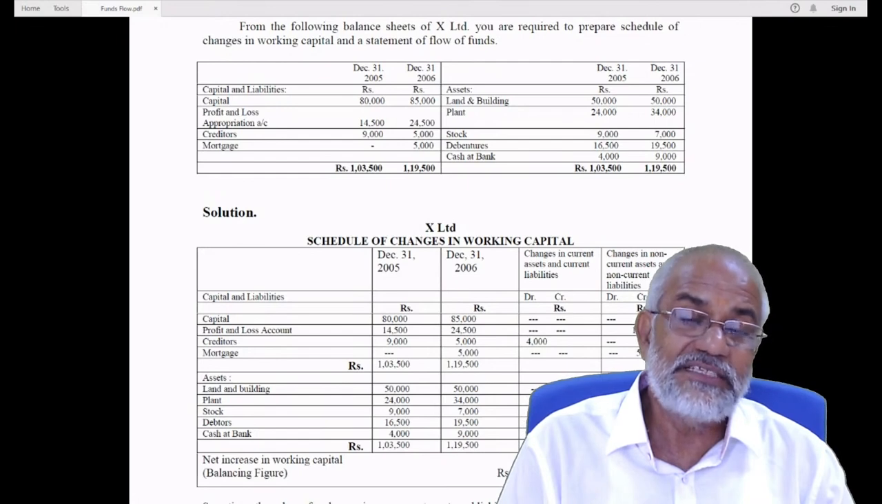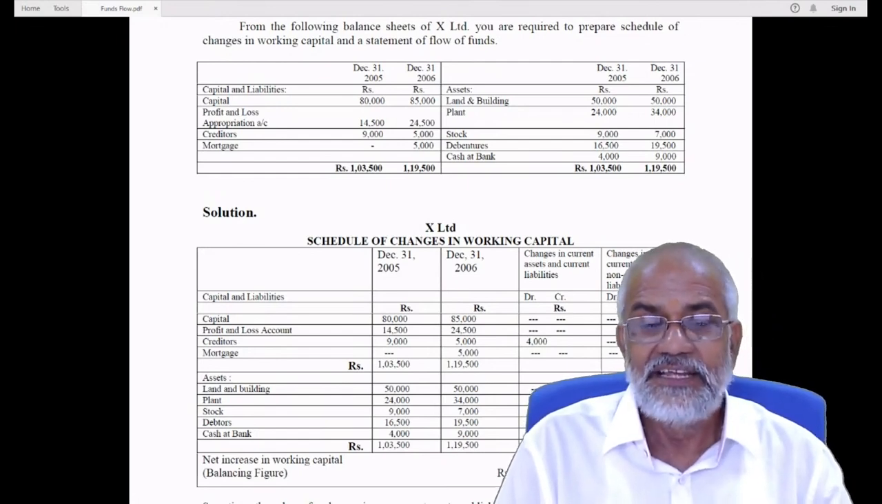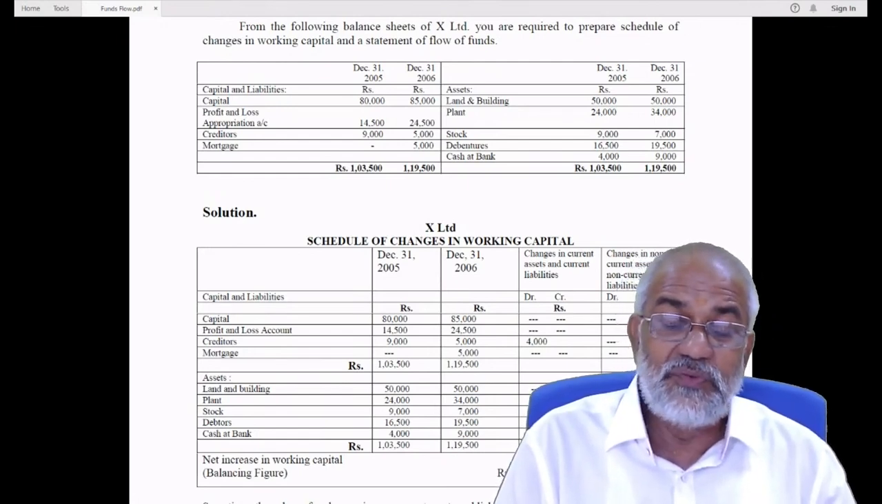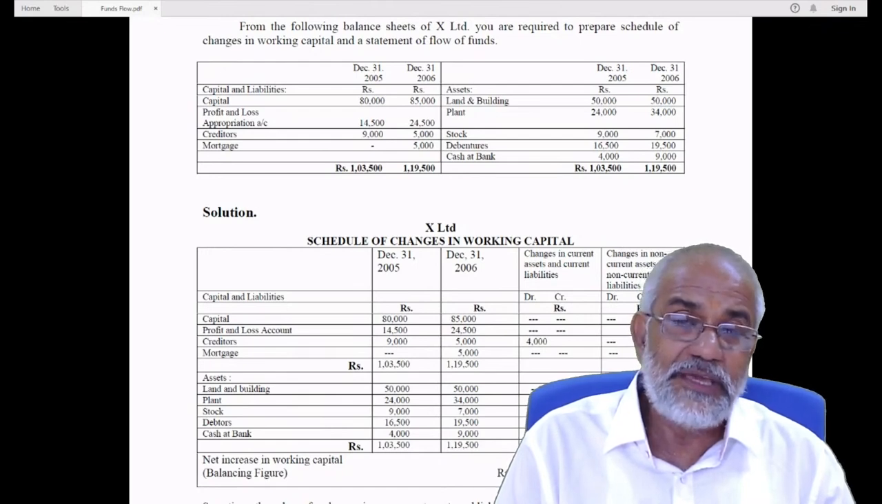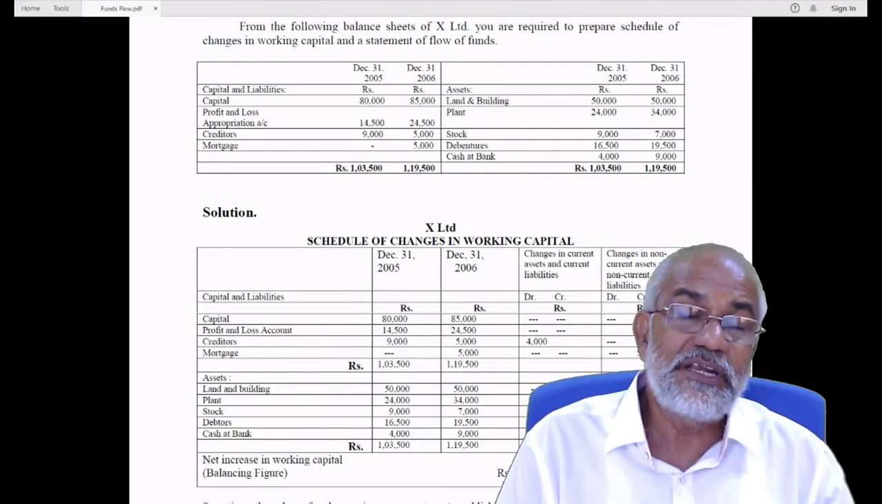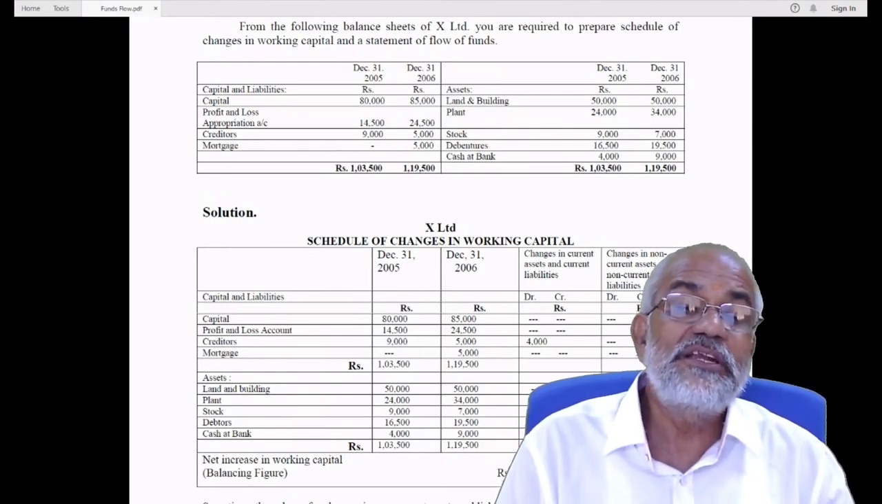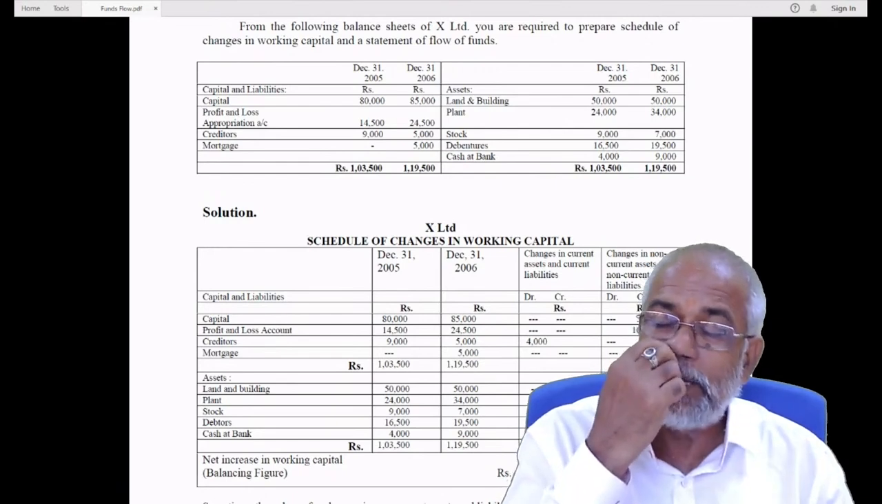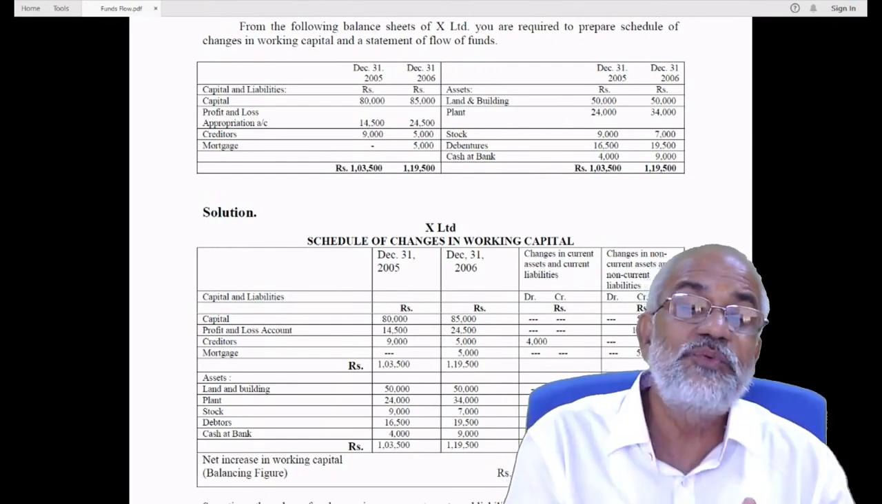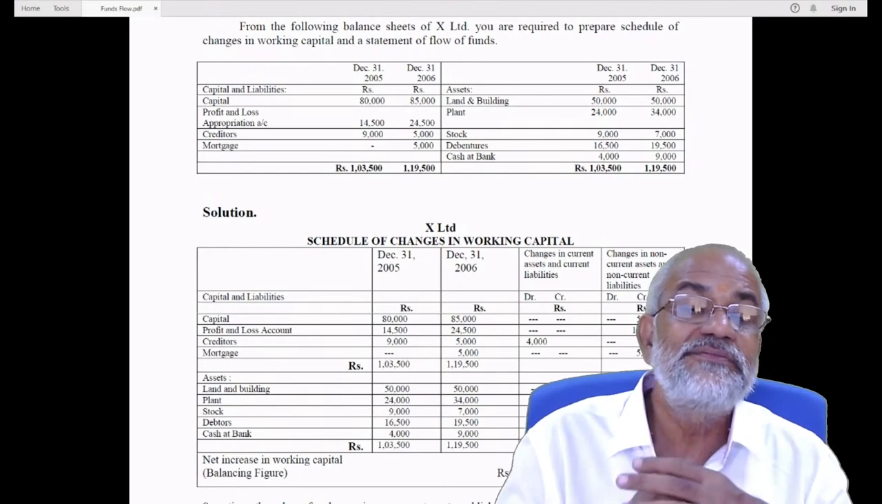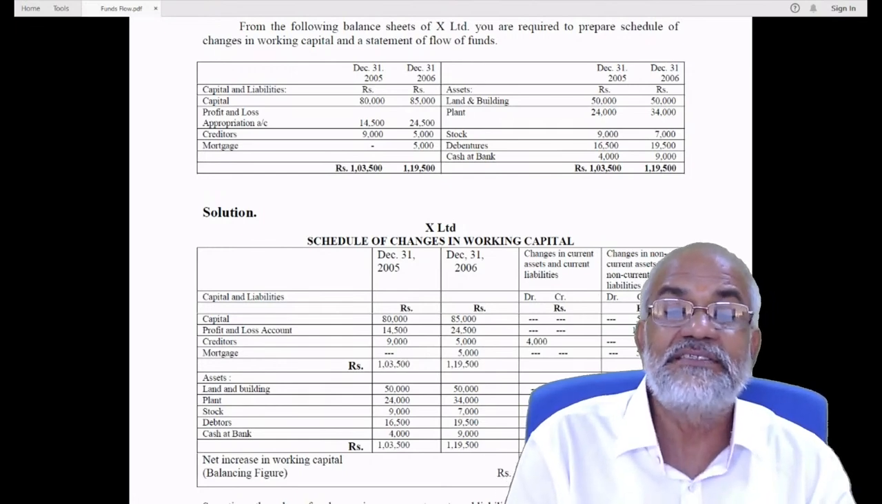Current asset or non-current asset? Stock is a current asset. Stock is a current asset because it fulfills the conditions of becoming a current asset. That means it is a short-term asset which is to be converted into cash or cash equivalent. So stock has to be converted into cash or cash equivalent within one financial year or within one accounting cycle. So obviously it is coming under the category of current asset.